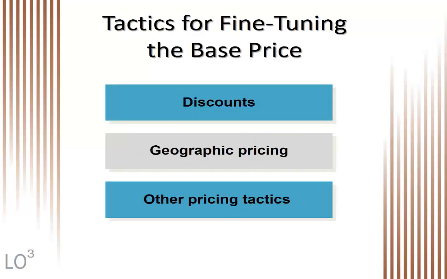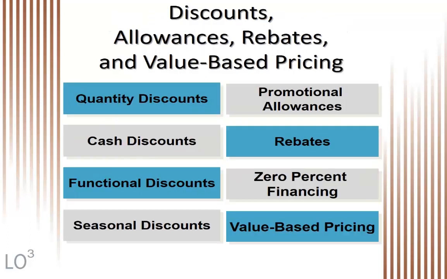The base price is the general price level at which the company expects to sell a good or service. The general price level is correlated with the pricing policy: above the market, at the market, or below the market average. The final step is to fine-tune the base price. Fine-tuning techniques include the discount, geographic pricing, and other pricing tactics.